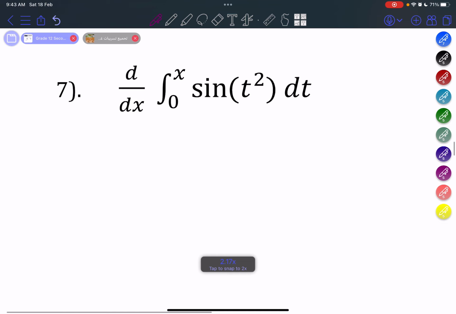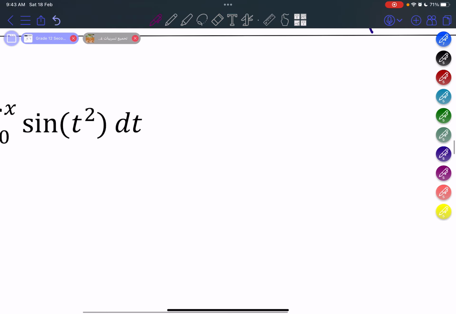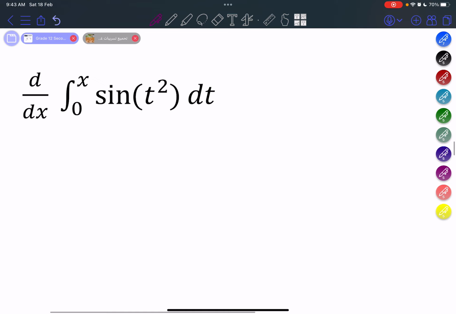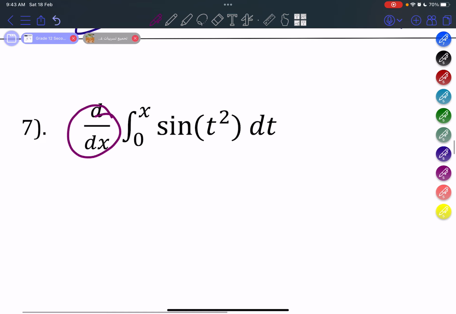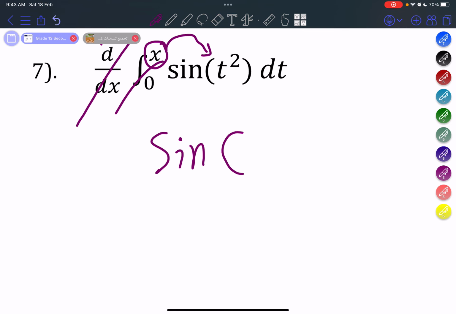So we have a very nice question from lesson 6.4, teaching us about the fundamental theorem of calculus part 2, which is, if you have a derivative and then an integral, the derivative and integral will delete each other, and you'll be left with the x. You'll sub it in the place of t because it's with respect to t. So it becomes sine. Instead of writing t, you just write x, and the rest of them are the same.